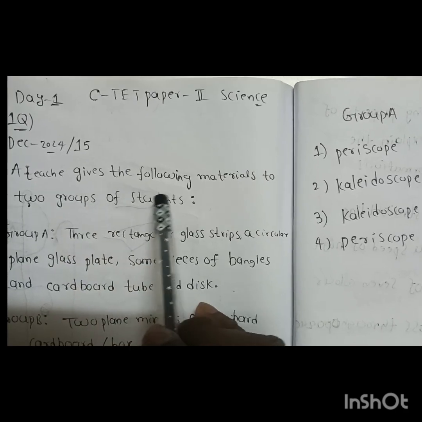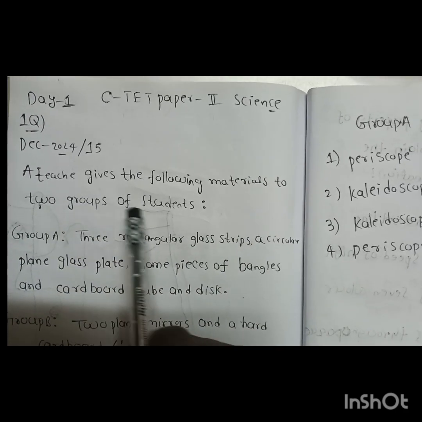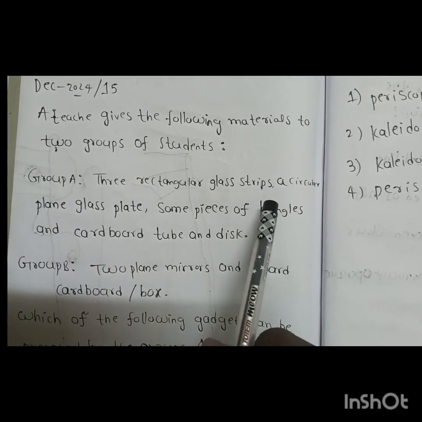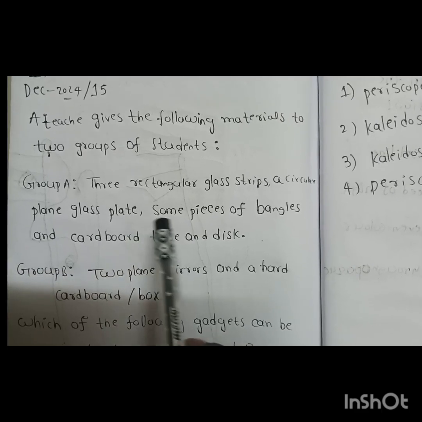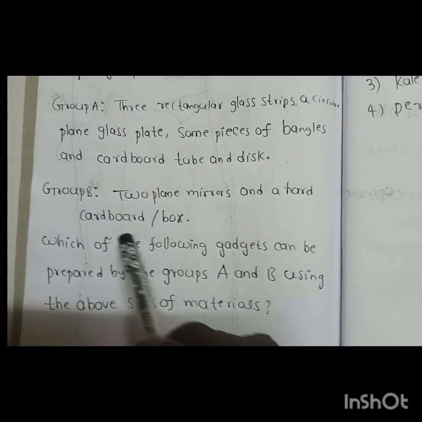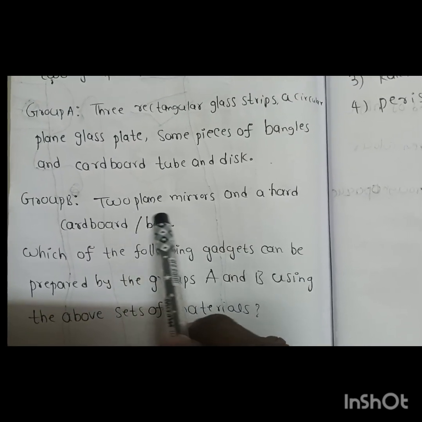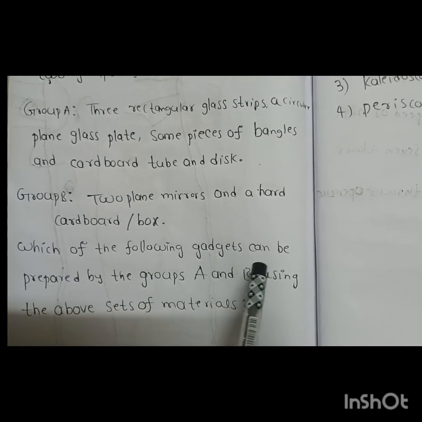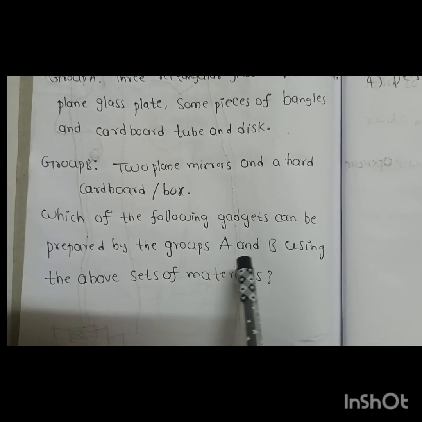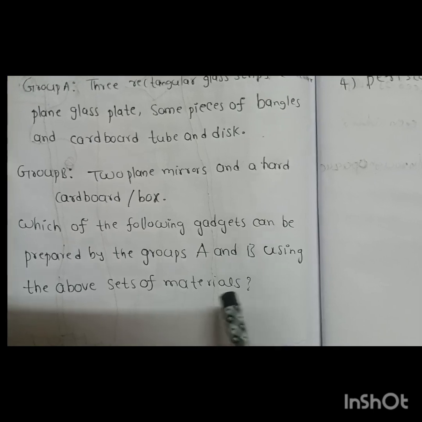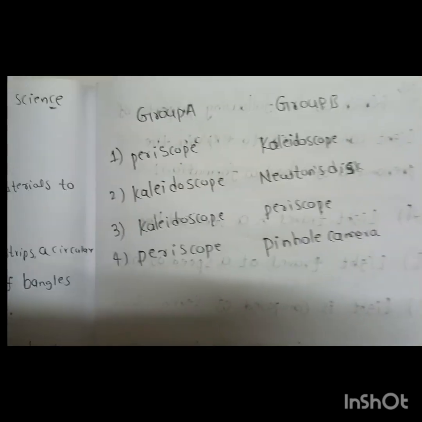A teacher gives the following materials to two groups of students. Group A: three rectangular glass strips, a circular plain glass plate, some pieces of bangles and a cardboard tube and disc. Group B: two plain mirrors and a hard cardboard box. Which of the following gadgets can be prepared by groups A and B using the above sets of materials? So, you can see the options over here.